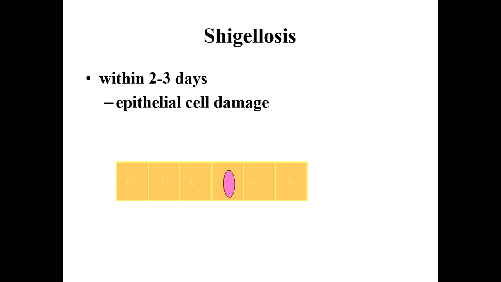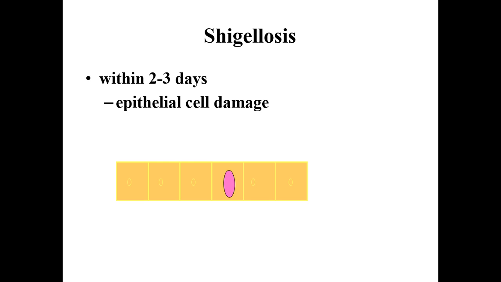Shigellosis: within 3 days, epithelial cell damage. Shigella is one of the important causes of bacillary dysentery. Mode of transmission: infection occurs by ingestion through contaminated fingers, most commonly food and water, or flies. It can also be transmitted sexually, and the minimum effective dose is as low as 100 bacilli, capable of initiating the disease, probably because of their ability to survive in gastric acidity.